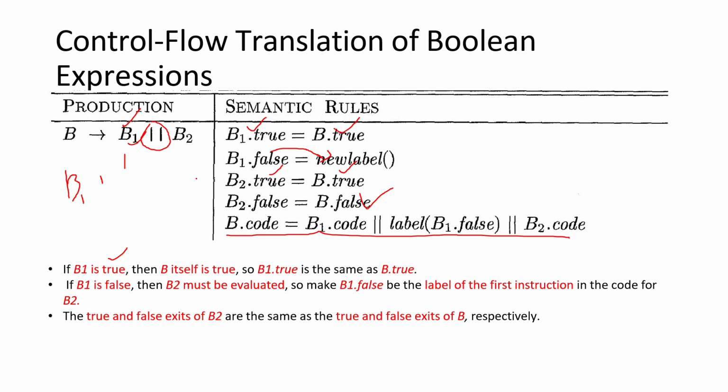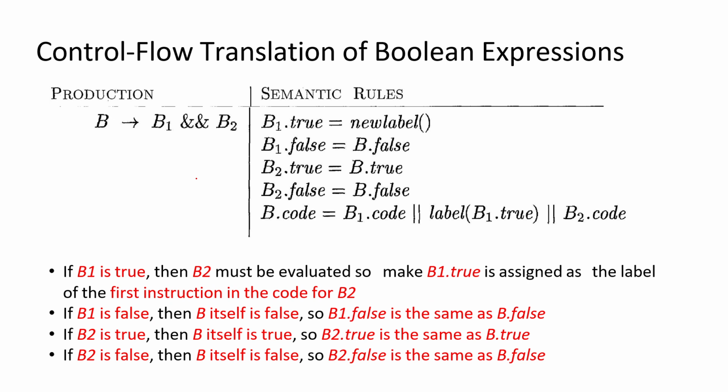Next we will discuss AND. B points to B1 and B2. When we have an AND statement, if the first condition is false, that is B1 is false, then B is also false. Suppose B1 is true, then we need to evaluate B2. Both must be true. If B1 is true and B2 is also true, then the entire B is true. So B1.true equals new label.